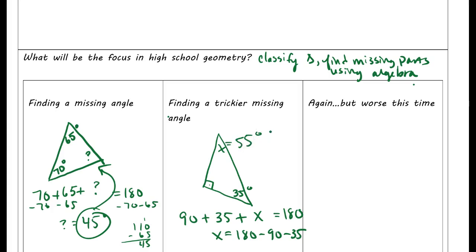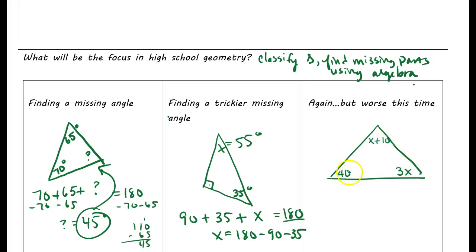Now it says again, but worse this time. Okay, so how could it possibly get worse? Well, what if both of these angles are labeled with X's or unknowns? And maybe even all three, I don't know. Maybe this says 40, but then this one is like 3x, and this one's like x plus 10, something like that. And then all of them are labeled all funky, and you're starting to wig out a little bit. Okay, it's the same thing as what we did here. If you add up all three angles, they have to add up to 180.